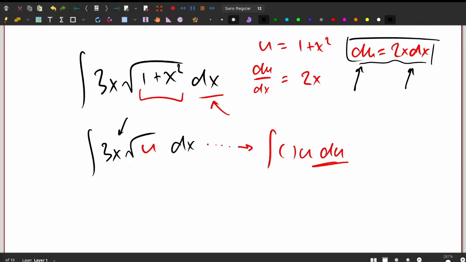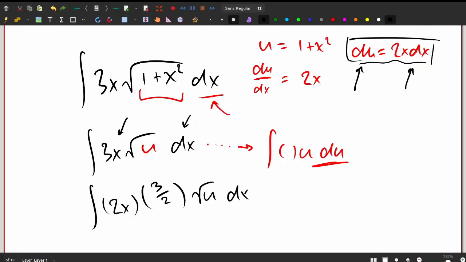Here we have 3x times dx, not 2x, but this can easily be rearranged to suit the form we want. So I can say this is equal to 2x, and then to make sure that I'm not changing the actual value of the expression, I'm going to multiply it by 3 over 2 square root u dx. Now, because we actually have this 2x dx term, we can replace this with du, and therefore this becomes the integral of 3 over 2 square root u du.